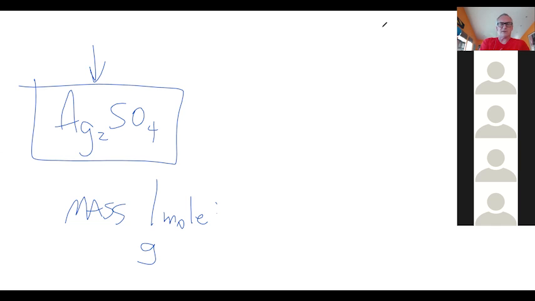So that is silver. So if I have 1 molecule of silver sulfate, it means I have 2 atoms of silver. So I would go 2 times silver. How many atoms of sulfur do I have? 1. So 1 times sulfur. And how many atoms of oxygen do I have?